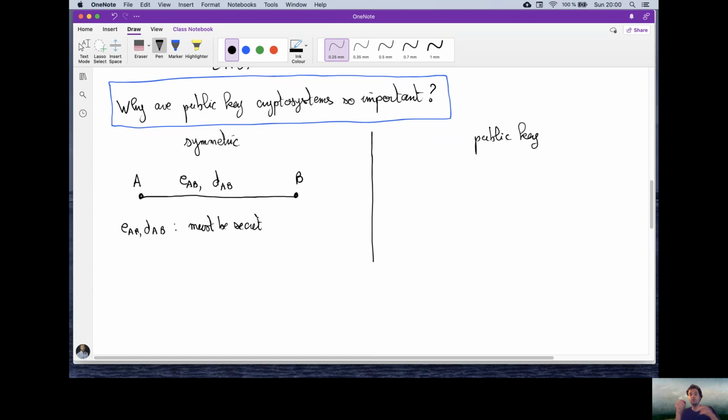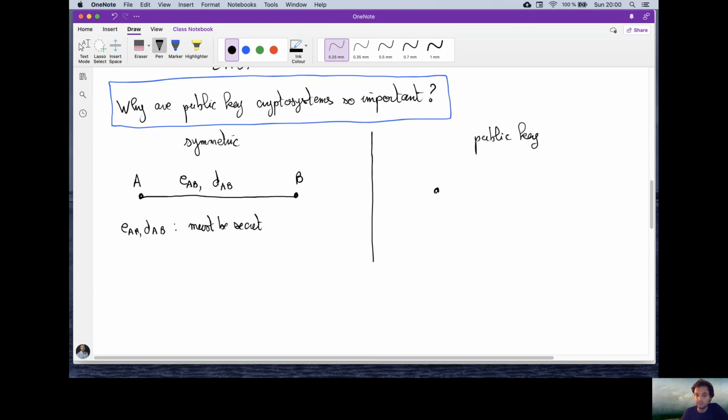They must be known only to A and B, because as soon as anyone, the adversary, the enemy, knows how to encipher the message, it automatically knows how to decipher the message. So all the content of the messages between A and B become accessible to any enemy that knows either the enciphering key or the deciphering key, okay?